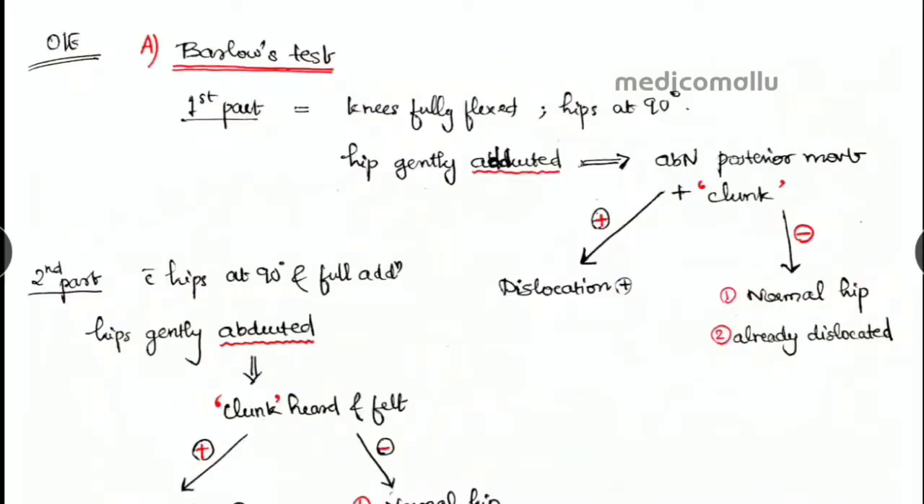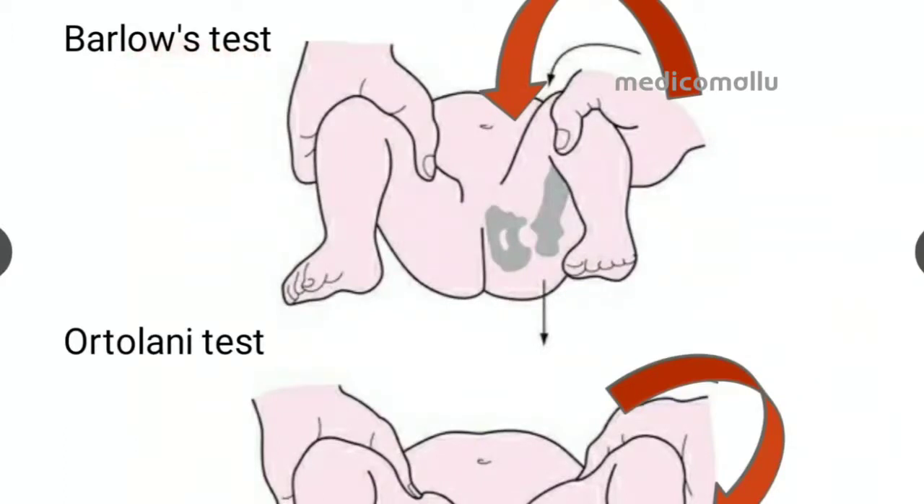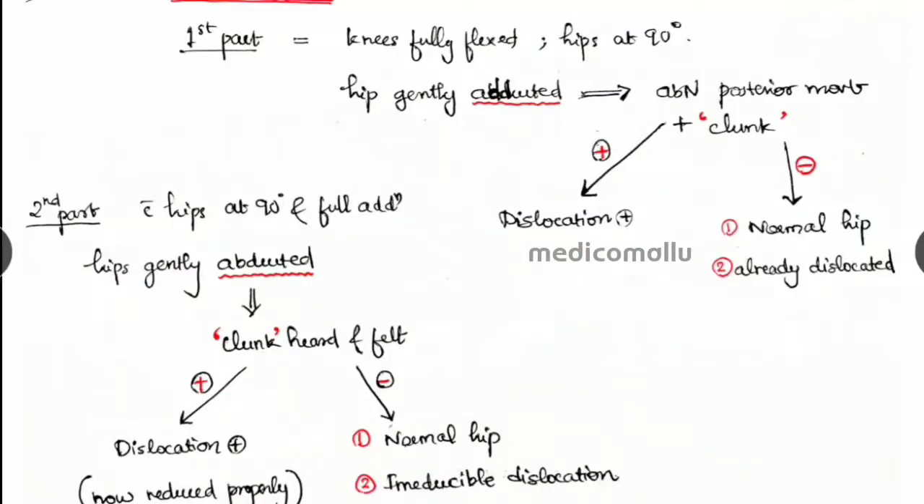For examination, we can do two tests. The first one is Barlow's test, and in Barlow's test there are two parts. The first part: the knees are fully flexed with the hips at 90-degree flexion. The hip is gently adducted. This is the first part of Barlow's test. Initially, the hips are flexed at 90 degrees and adducted. We have to look for any abnormal posterior movement along with a clunk. If it is noticed, then the dislocation is present.